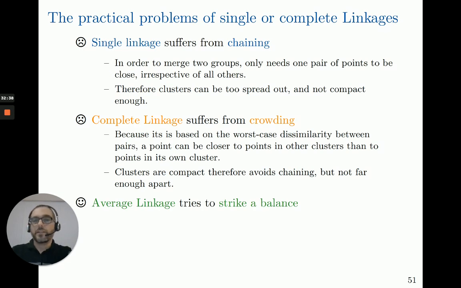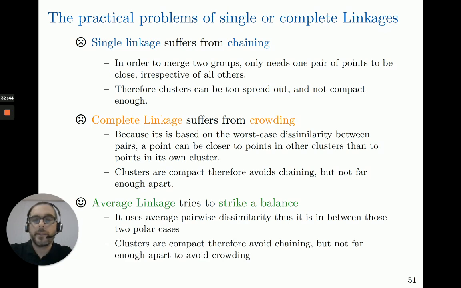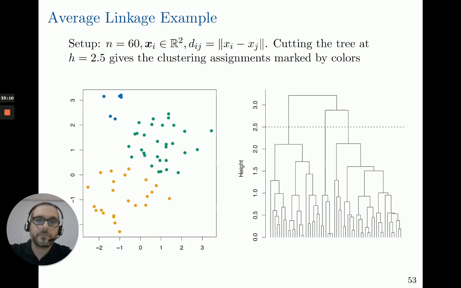The average linkage tries to strike a balance. It uses the average pairwise dissimilarity, and it avoids chaining and crowding. So the similarity between 2 clusters is the average similarity over all points in opposite clusters. So we are measuring the distance between the green points and one yellow point here, and that's the final dendrogram and the clusters.